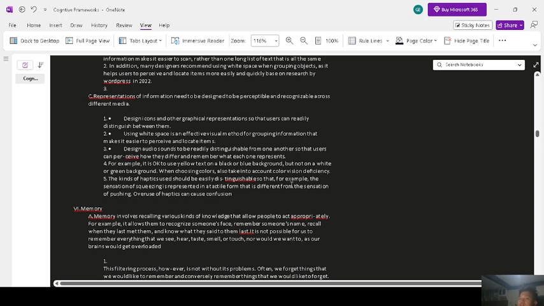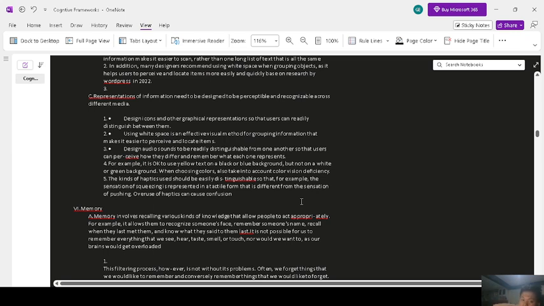So I keep talking about this, so I'm not going to expand on it. For example, it is okay to use yellow text on a black or blue background but not on a white or green background. When choosing colors, also take into account color vision deficiency. The kinds of haptics used should be easily distinguishable so that, for example, the sensation of squeezing is represented in a tactile form that is different from the sensation of pushing.